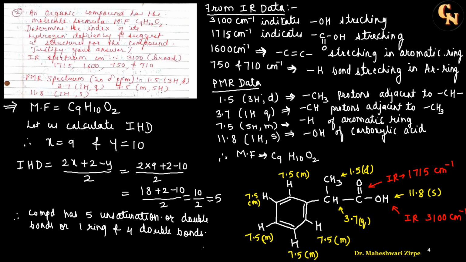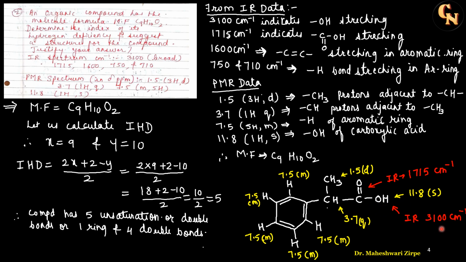So the structure we will be getting is this: a benzene ring attached with CH. Then, to satisfy the carbon valency, the carbon should be attached with a COOH group, and this carbon, which I will just highlight, should be attached with a CH3 group, because this proton is showing a quartet, meaning this proton should be near the CH3 group. Then this OH was showing 11.8, which indicates that it was directly attached to the oxygen, because 11.8, as I told you, is a highly deshielded proton.